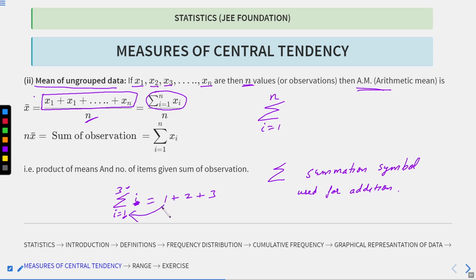The lower limit for the sum is 1 and the upper limit for the sum is 2. In a similar way, this means my xi are added till n. So this means x1 plus x2 plus till xn. I hope this is clear to you.